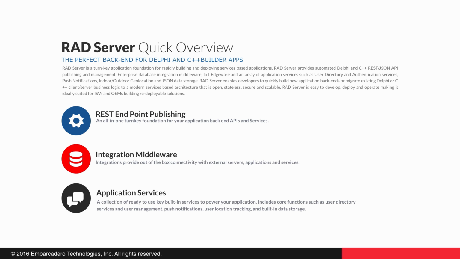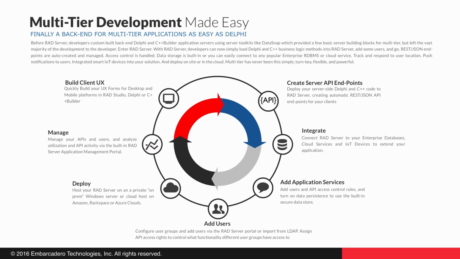We have broken this down into three areas: REST endpoint publishing, integration middleware, and application services, each of which we'll walk through in more detail. As you know, building a full-featured, multi-tiered application is very involved and encompasses many different pieces. RAD Server makes this task easy by providing out-of-the-box and easy-to-use capabilities.